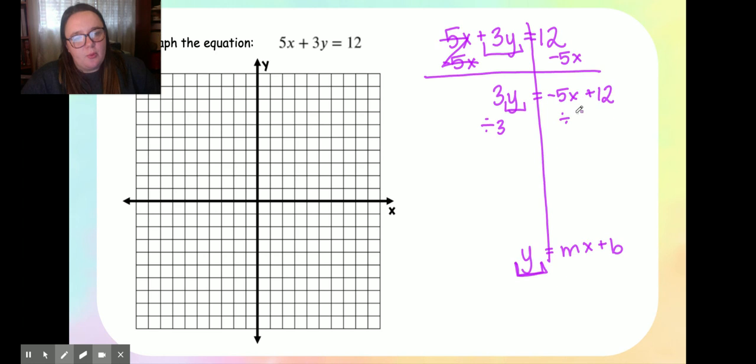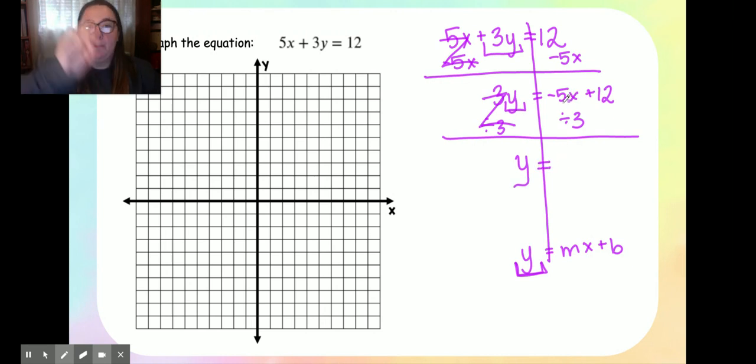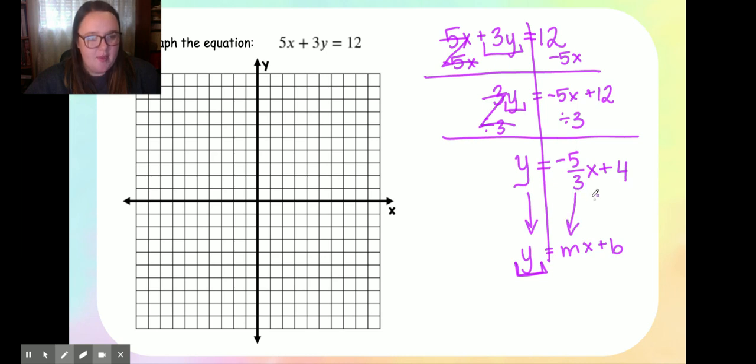So we're going to divide by 3 on both sides to zero out the 3s here and leave me with y equals, and we're going to divide both things on that right side. You have to divide both. Negative 5 divided by 3 gives me a fraction. So that's how I leave it. Negative 5 over 3 x, and 12 divided by 3 gives me a good answer, 4. Look at that. It matches up. y equals mx plus b. You have all the parts to it. Now you can go ahead and graph it.